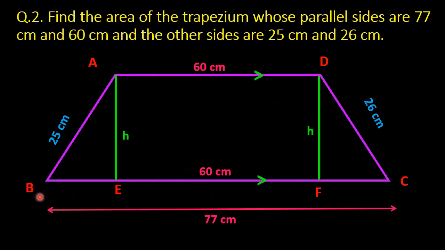Now altogether from B to C it is 77 cm. So the remaining is 77 minus 60, which is 17 cm. That 17 cm has been divided into two parts. So here one is BE and another is FC. If we take BE as x centimeter, then FC will be 17 minus x centimeter.